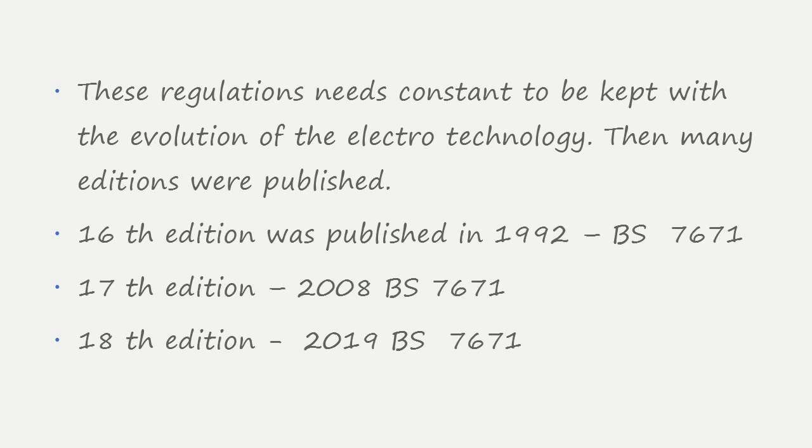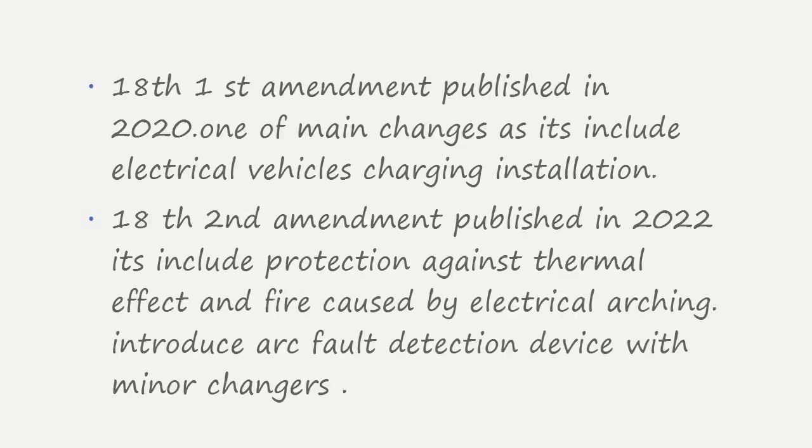These regulations need to be modified for the evolution of the electrical technology. Many editions were published. The 16th edition was published in 1992, BS7671. The 17th edition was published in 2008 and the 18th edition was published in 2019. The 18th edition First Amendment was published in 2020. It includes electrical vehicle charging installation and other changes. The 18th edition Second Amendment was published in 2022.